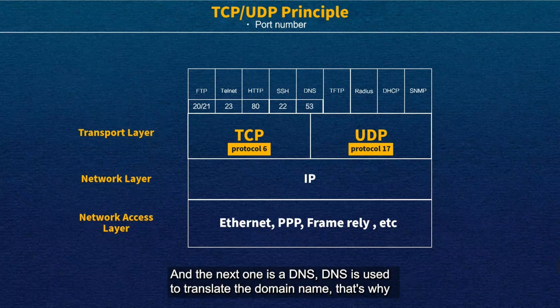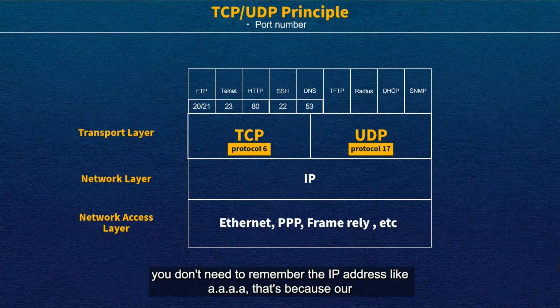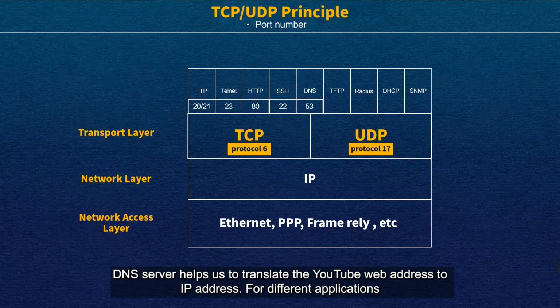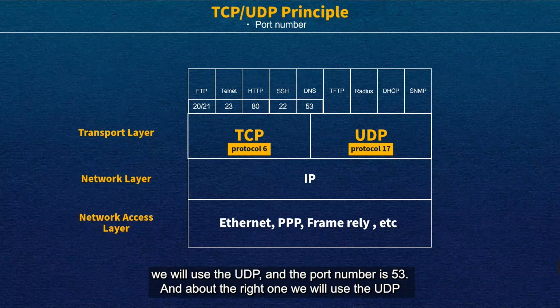And the next one is DNS. DNS is used to translate the domain name. That's why when you open a URL, you only need to remember the name YouTube. You don't need to remember the IP address like 8.8.8.8 or any other IP address. That's because our DNS server helps us translate YouTube into an IP address. For different applications, in some scenarios we use TCP as the transport layer protocol, and in some scenarios we use UDP. The port number is 53.